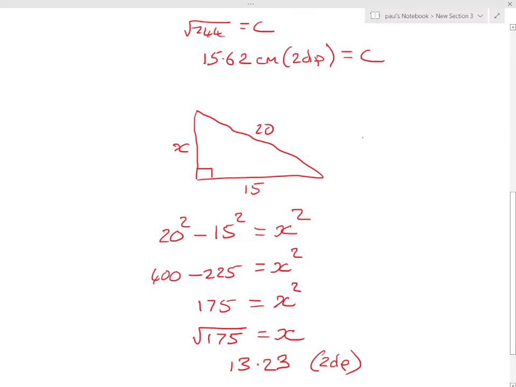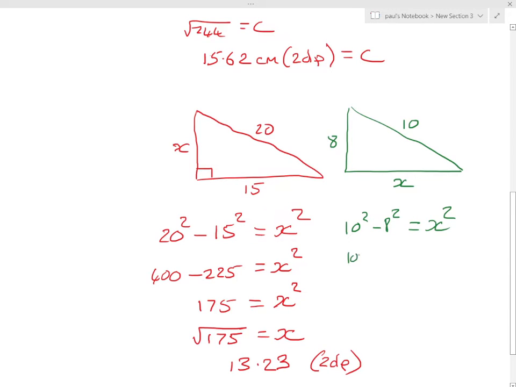And I'll do one right next to it, and this is going to be finding 10, 8, and x. Now we're going to be finding this one, so it's simply 10 squared minus 8 squared equals x squared. So that's 100 minus 64 equals x squared. 100 minus 64 is 36 equals x squared, and the square root of 36 equals x, which is 6. So it doesn't matter which short one you're finding, it's exactly the same thing.